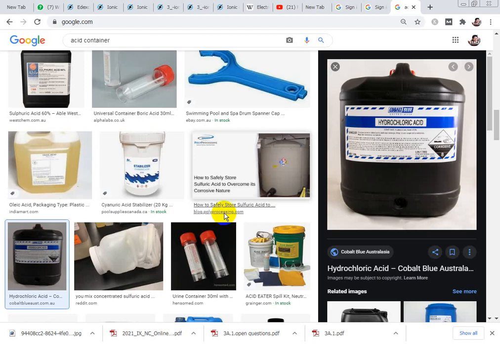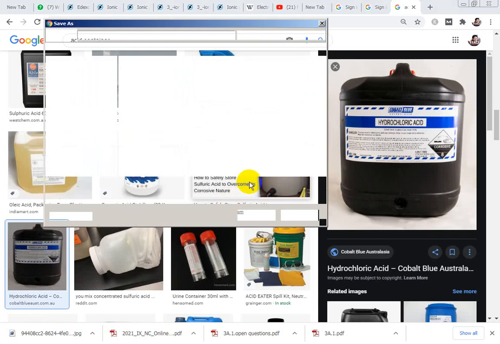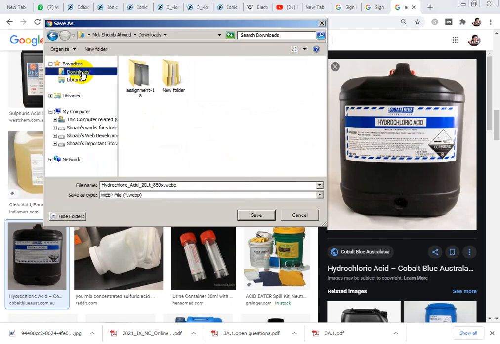I am using different software to take this class, so it is working slowly. Wait, this is the hydrochloric acid container, and I am downloading this picture. It is showing busy, the cursor is showing busy, and now it is downloading. Here is hydrochloric acid and the container.